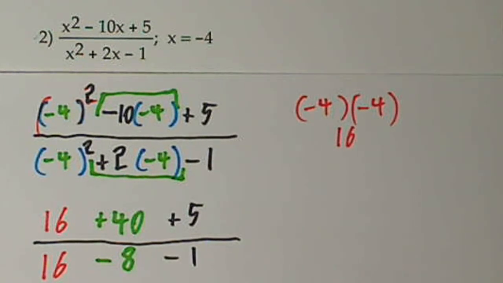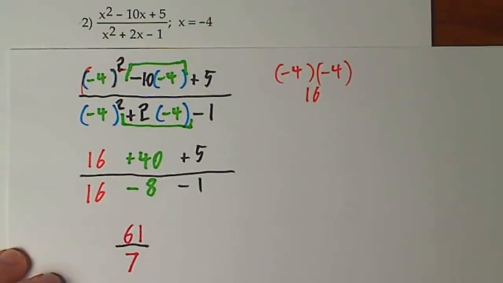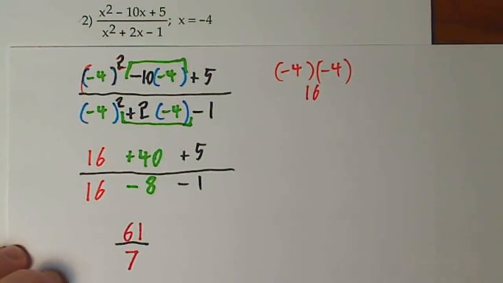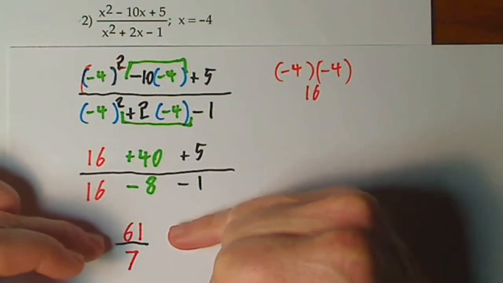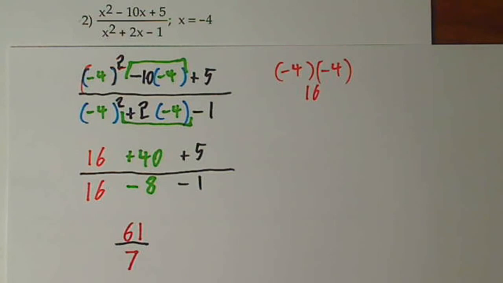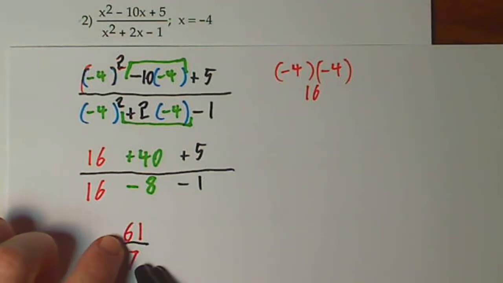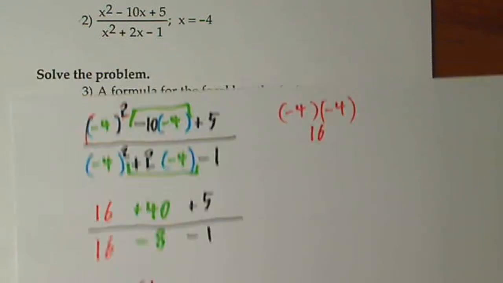Oops, I'm sorry, I've run off the paper here. Let me zoom out a little. Slide this up. There we go. Alright, so when we combined these terms, we got a 61. When we combined these terms, we got a 7. Okay, so that's our final answer for that. 7 won't go in there evenly, so I'm just going to leave that as an improper fraction. Okay, so that takes care of number 2.